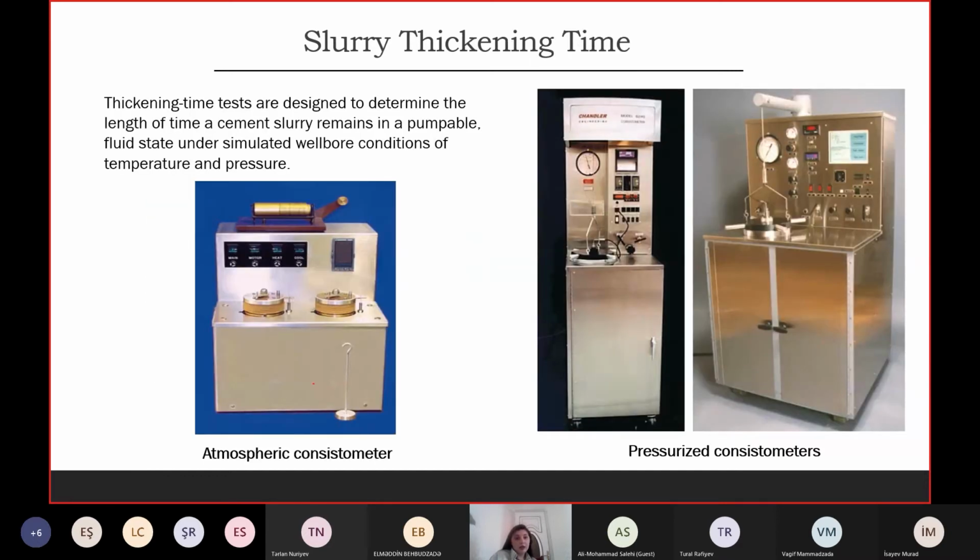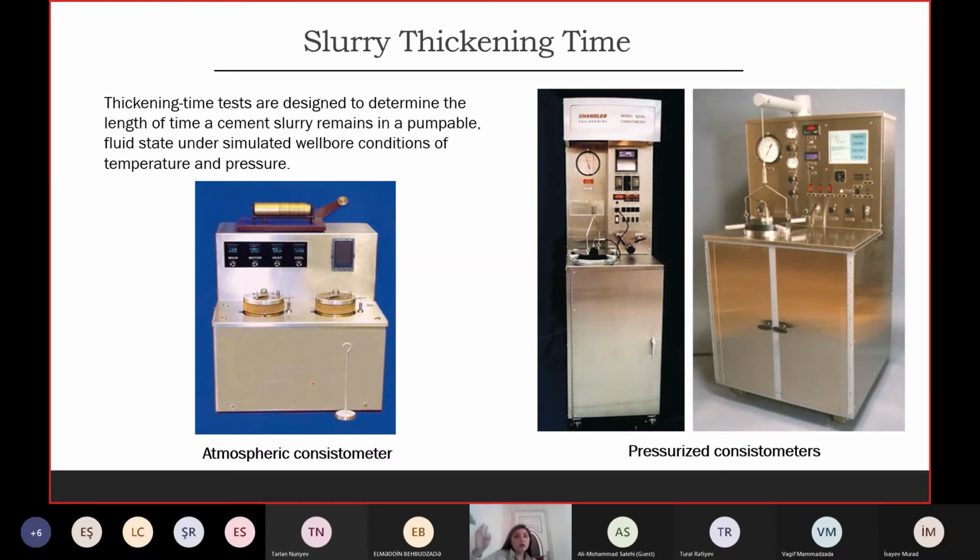Then slurry thickening time. Slurry thickening time is the most critical parameter for slurry. If you get less thickening time, you will get a catastrophe. What will happen? We do the thickening time test to determine when this slurry will become unpumpable. What does unpumpable mean? It will gel, and you cannot push it down the well. It will stick in one area of the well, inside the drill pipe, or somewhere around the casing, but it will be unpumpable.